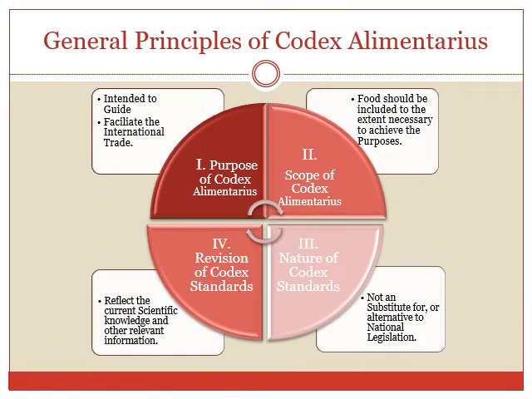Let's move on to the general principles of Codex Alimentarius. The Codex Alimentarius comprises 4 main principles which are listed below. The first one is the purpose of Codex Alimentarius. The second one is the scope of Codex Alimentarius. The third one is the nature of Codex standards. The fourth one is the revision of Codex standards. So let's get to know a brief note on the principles.